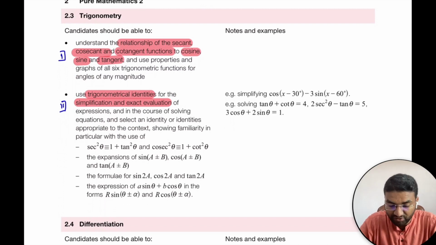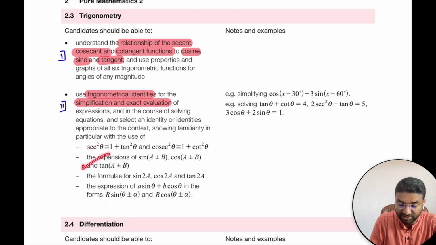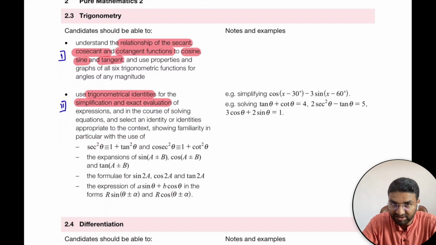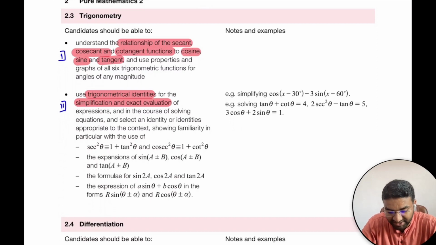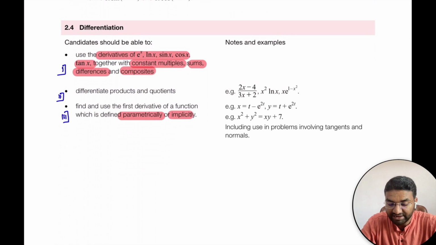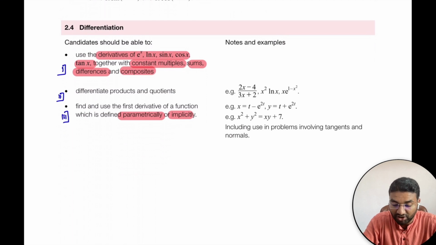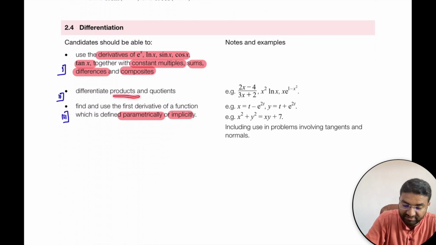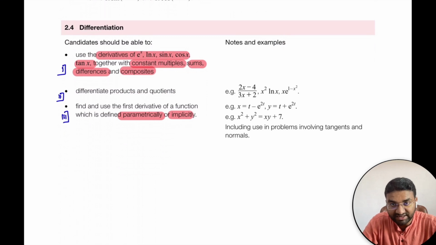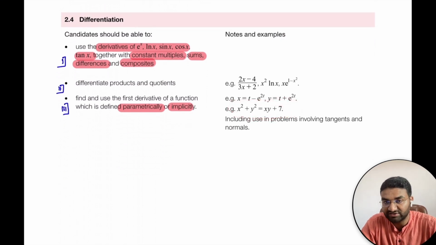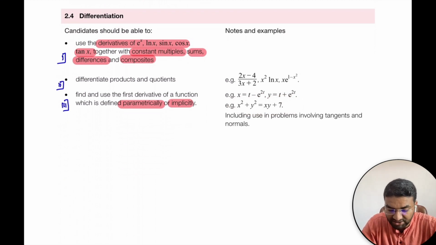Trigonometry for A level: you have secant, cosec and cot graphs. Basic identities, then expressions, double angle formulas. Then we have to express A sin theta plus B cos theta in the form R sin(theta plus alpha) or R cos(theta plus alpha). Next, differentiation: you have the derivatives of e raised to x, ln of x, sine of x, cos of x, tan of x. Then the product rule and the quotient rule. Then parametric or implicit equations, such as x squared plus y squared equals xy plus 7. These kinds of equations are there, and we have to find the differentiation.